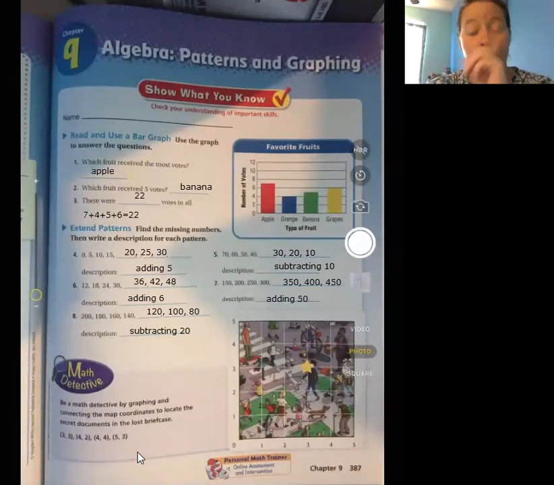Graphs, it matters. First number is always the bottom, second number is always the side. 4, 2. So I go to 4, and then I go up to the 2 and put a dot there. 4, 4. I go over to the 4, and then I go up to the 4 right there. And 5, 3. I go over to the 5, and then I go up to the 3 right there.